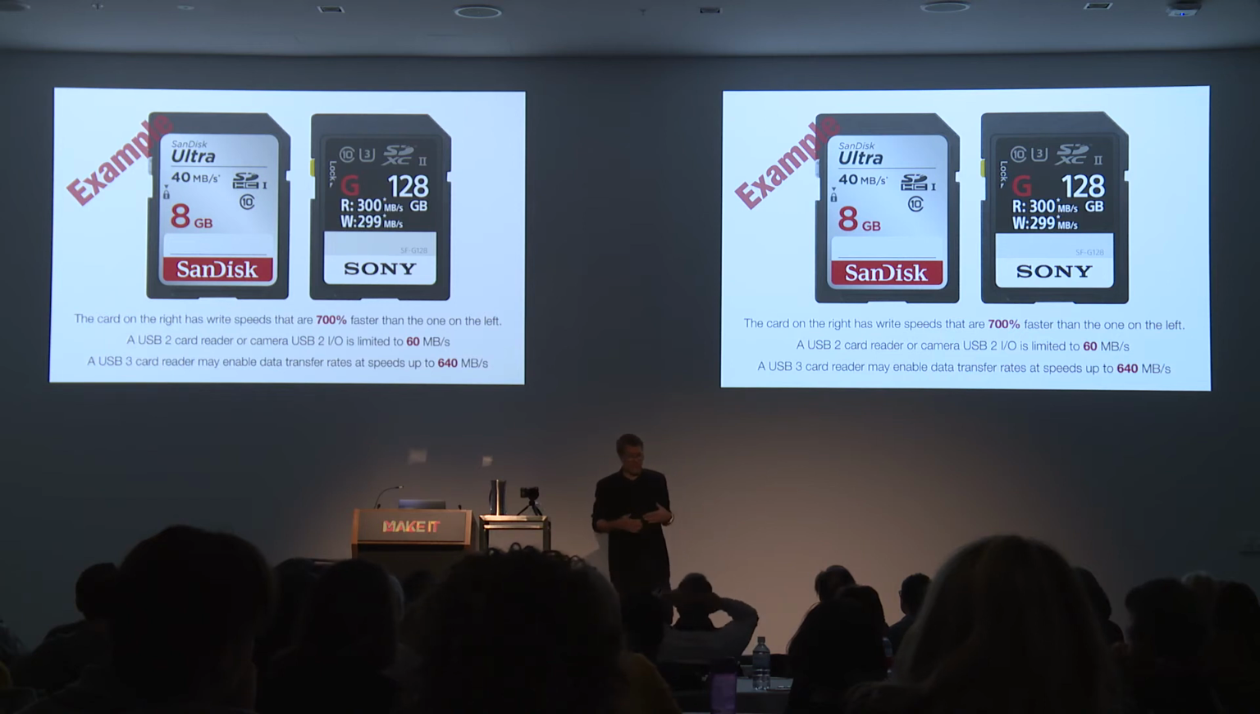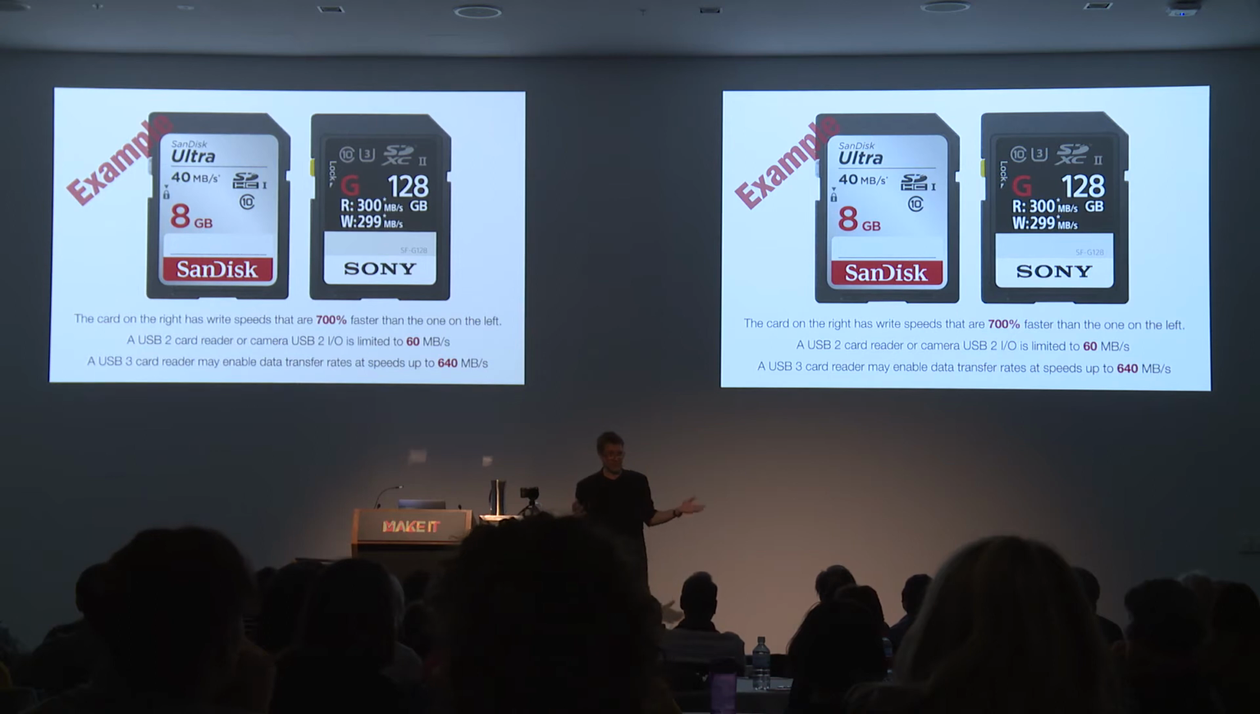memory cards have been getting faster and faster, and the fastest ones are called class 10. There is nothing higher than class 10. But the difference between these two cards is the one on the right is 700% faster than the one on the left.